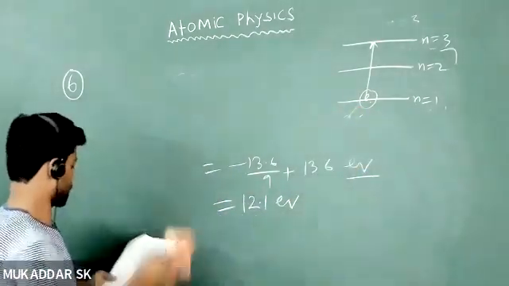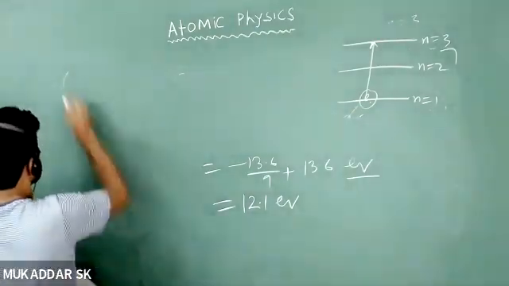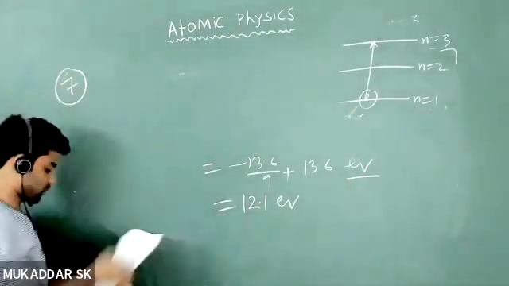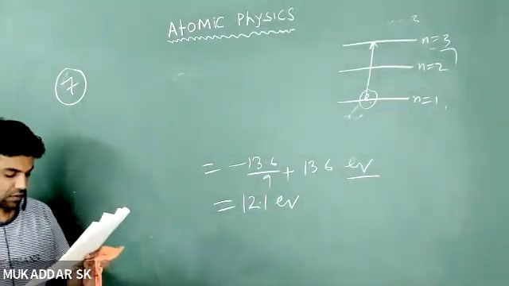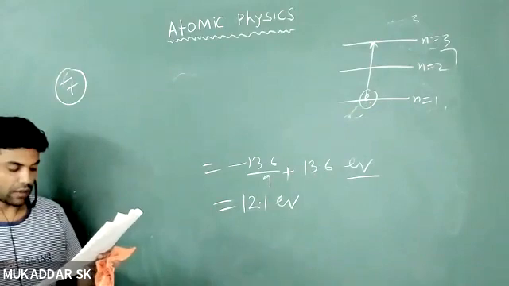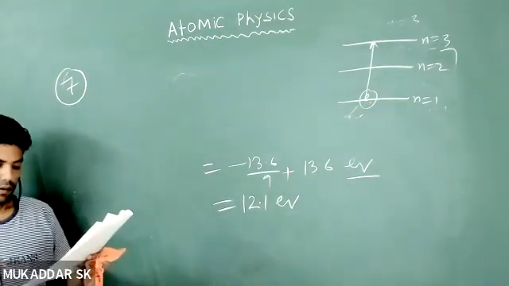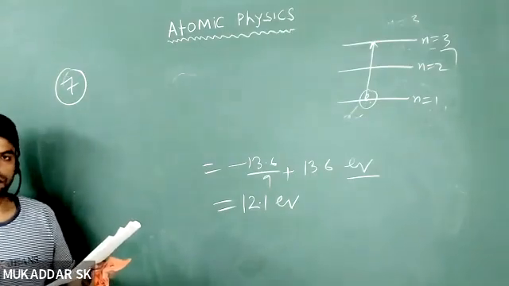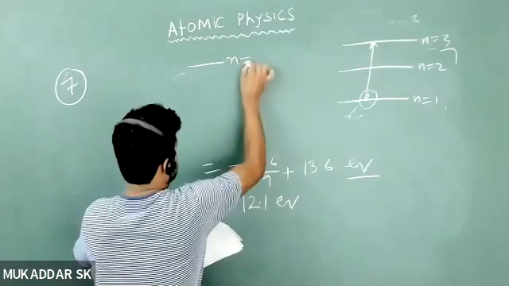Next you have question number 7. In that question, what I have asked is: how many different wavelengths would appear in the spectrum of a hydrogen atom initially in the n equals 5 state? So the electron is basically at the n equals 5 state.